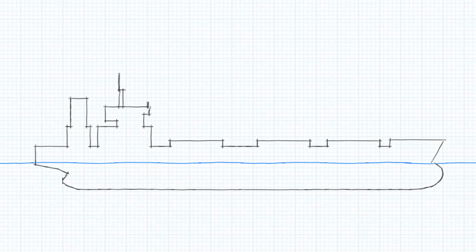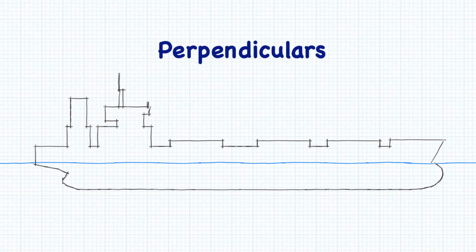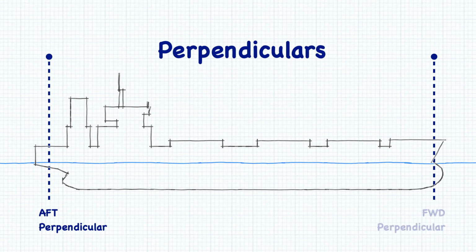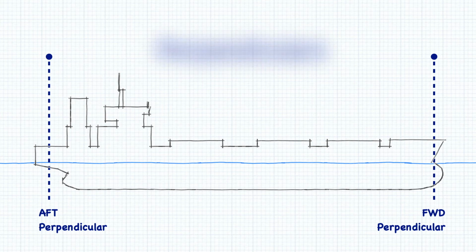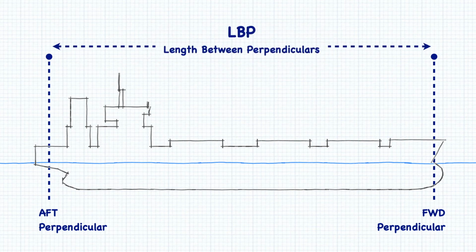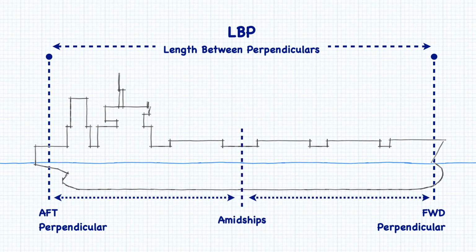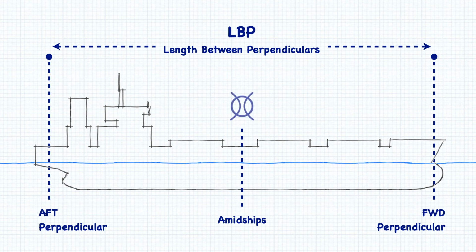Next, there are some terms that have to do with the dimensions of the vessel, starting with the perpendiculars. The aft perpendicular is drawn at the rudder post, and the forward perpendicular is drawn at the point where the summer load line intersects the stem. The perpendiculars are used as reference points for naval architects, and when we talk about the ship's length in stability calculations, what we're really talking about is the length between perpendiculars. Next, there's amidships. Amidships is located exactly halfway between the forward and aft perpendicular, and is represented by this symbol.